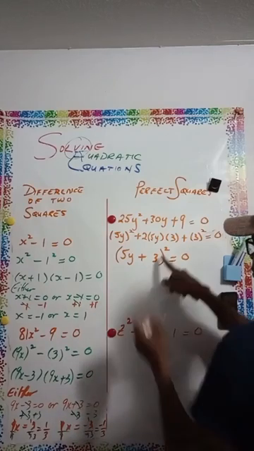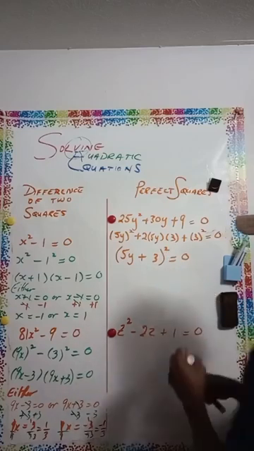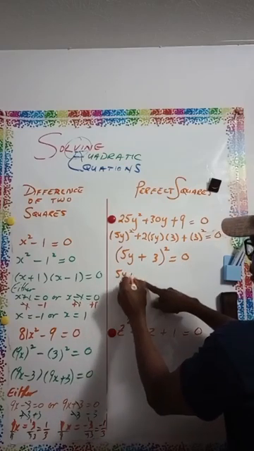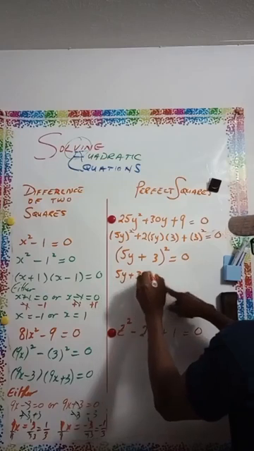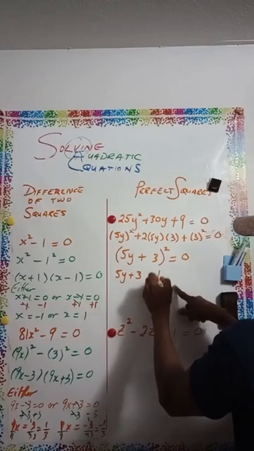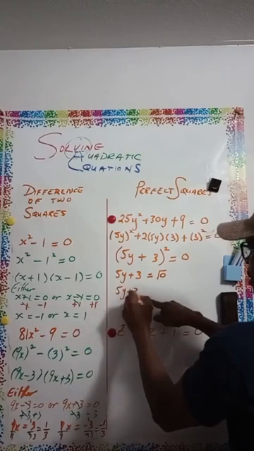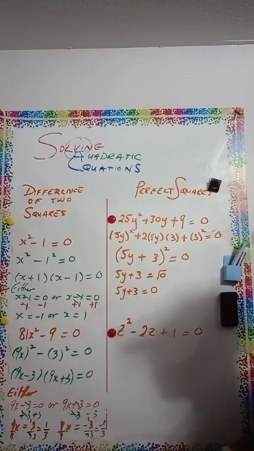We're going to transpose the square, which is going to become the square root. So we're going to have what? 5y plus 3 equals the square root of 0. And the square root of 0 is 0. And from there, we're going to go and solve that. So let's go and try it.